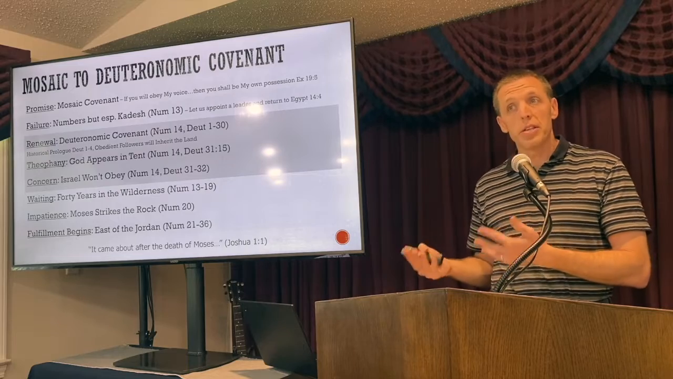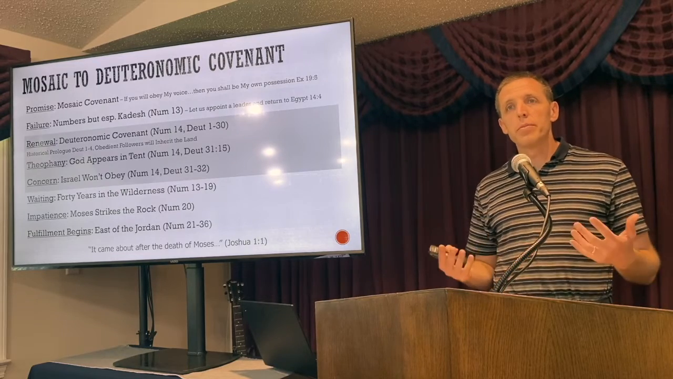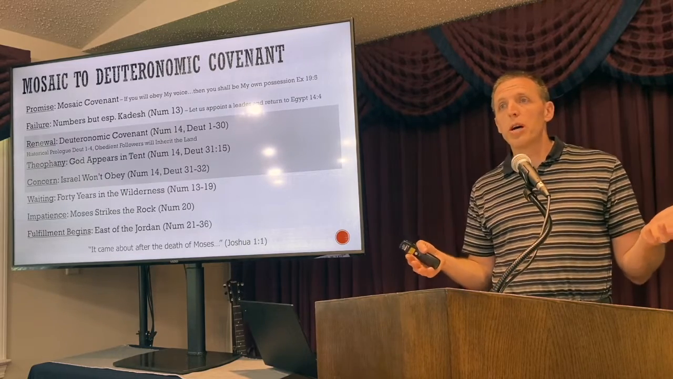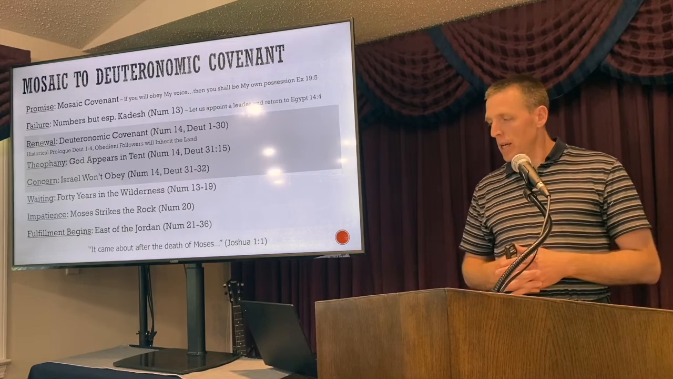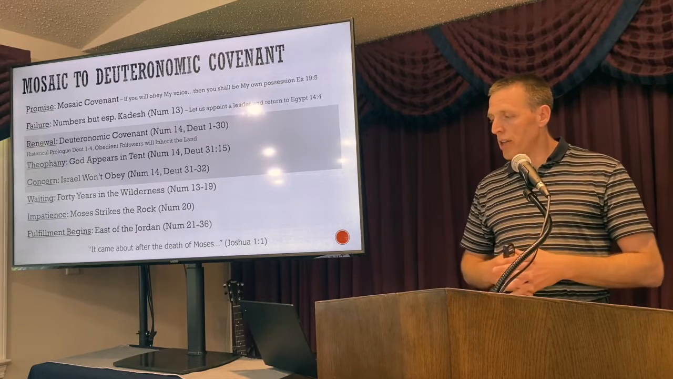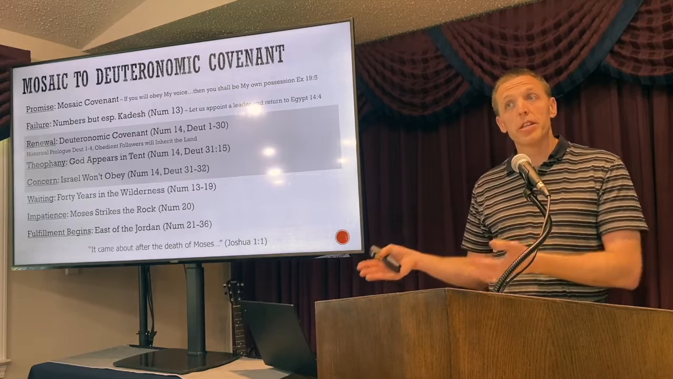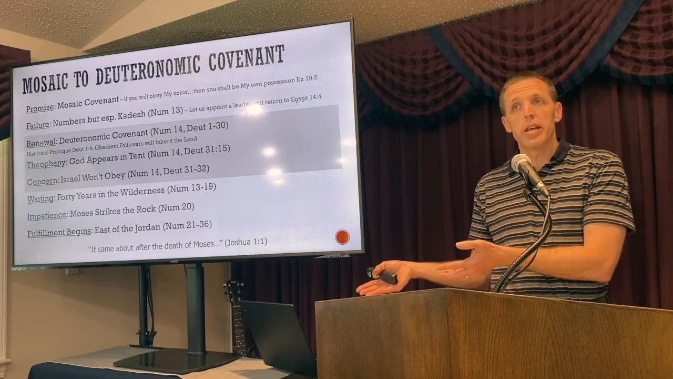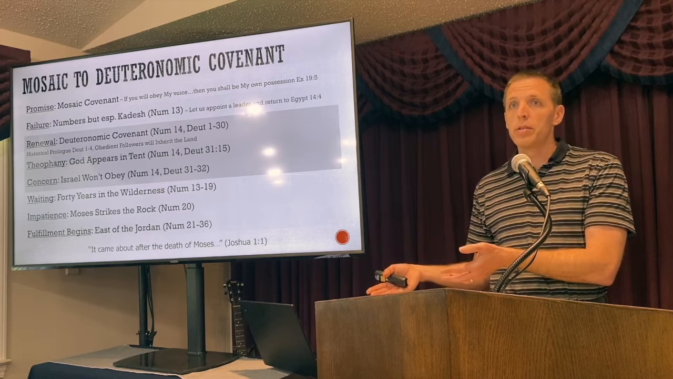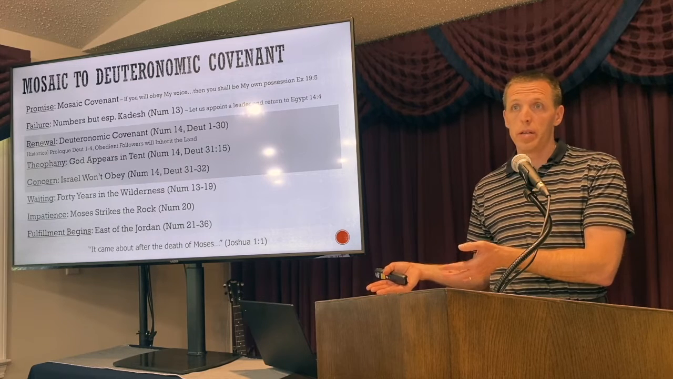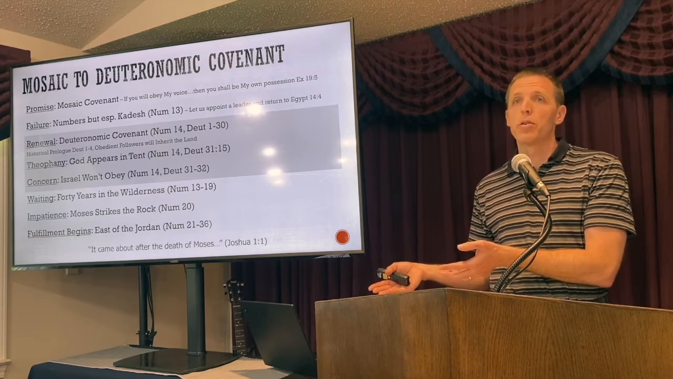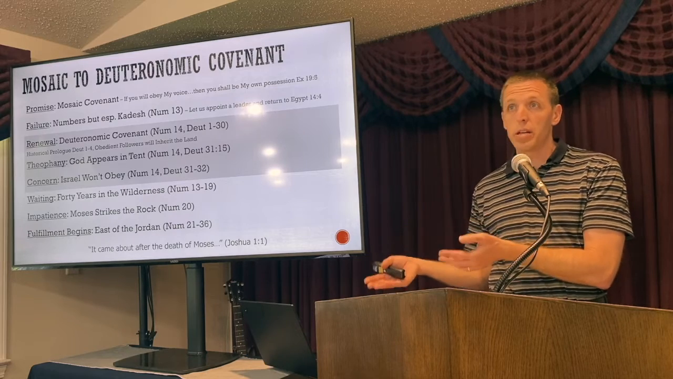God appears in the tent. His glory shows up to Moses in the tent. And yet there's this concern that Israel won't obey. They're out in the wilderness waiting for that second generation, because that's essentially what he said in Kadesh. He said, I'm going to take you into the land anyways, but no, only Caleb and Joshua. The rest of you are going to die in the wilderness. That's my promise to you, that I'll take your sons in.